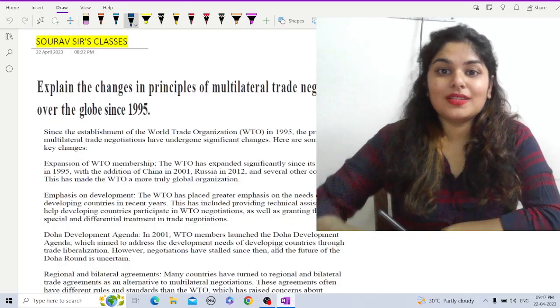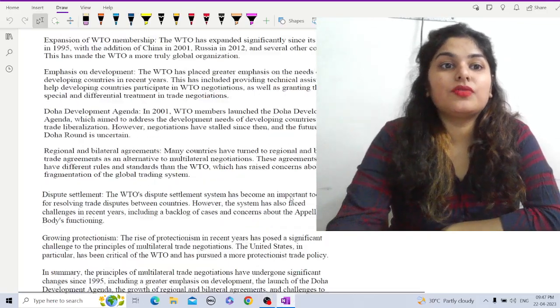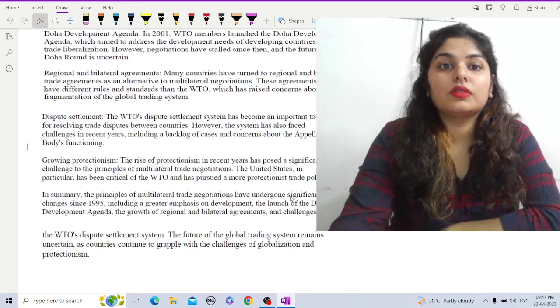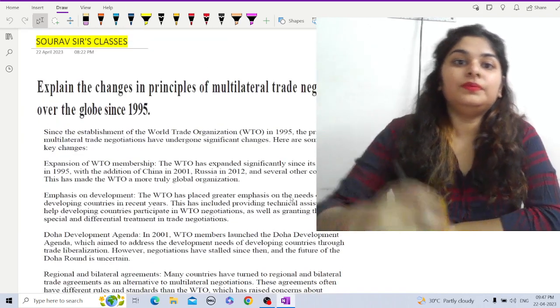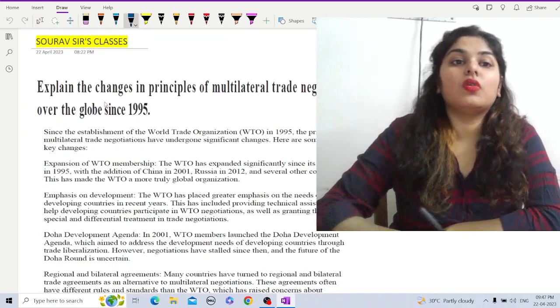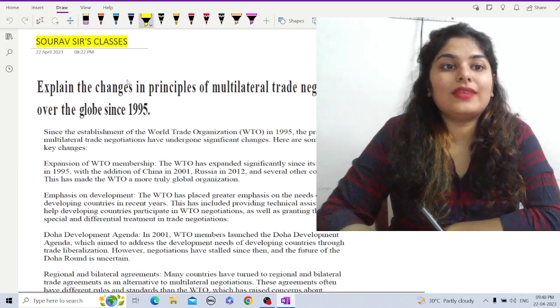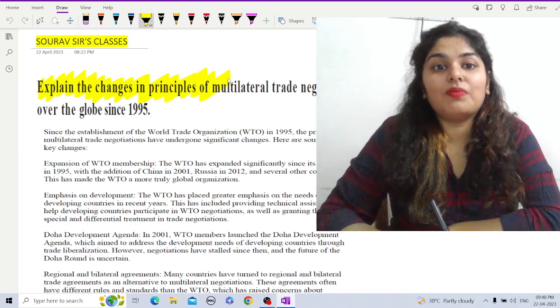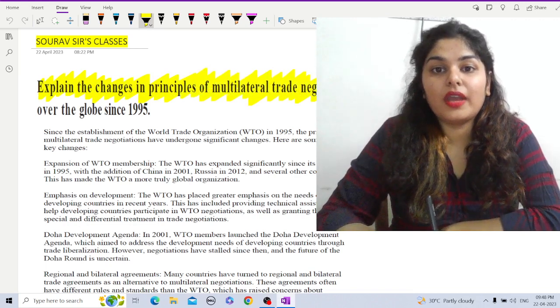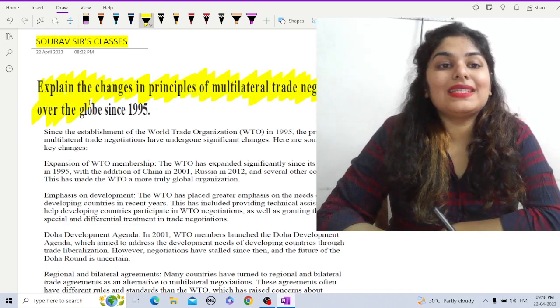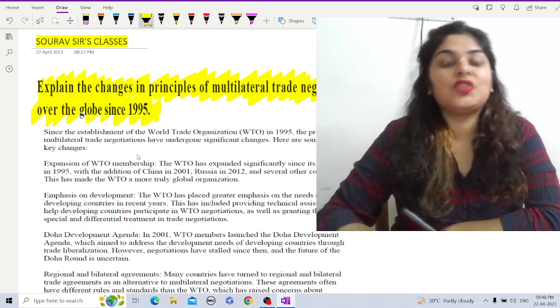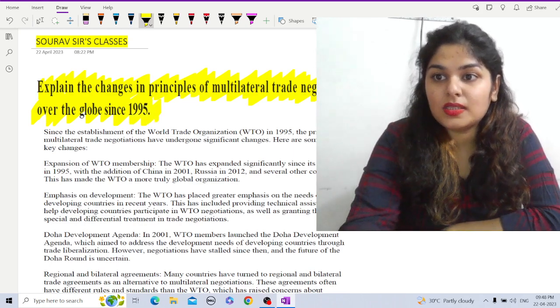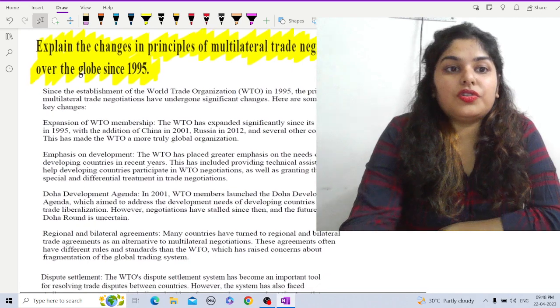So in front of you is a question. This is a theoretical question about multilateral trade negotiations over the globe since 1995. The question states: explain the changes in principles of multilateral trade negotiations over the globe since 1995. So let us just have a look at the points. What are the different negotiations that were taking place?